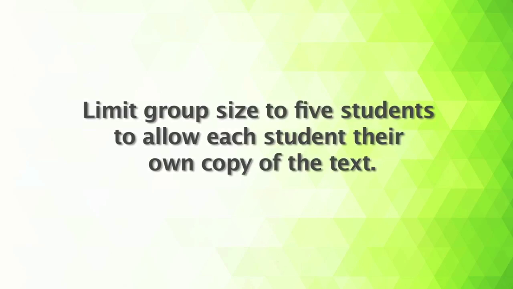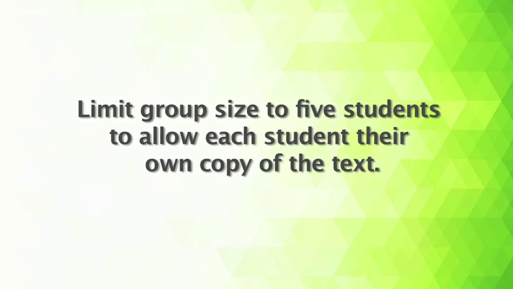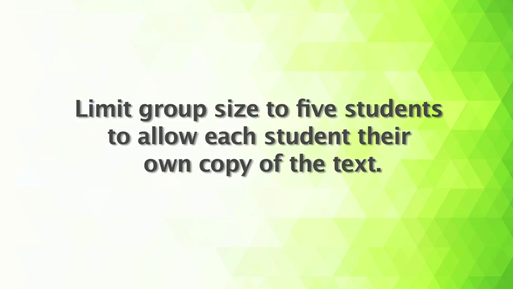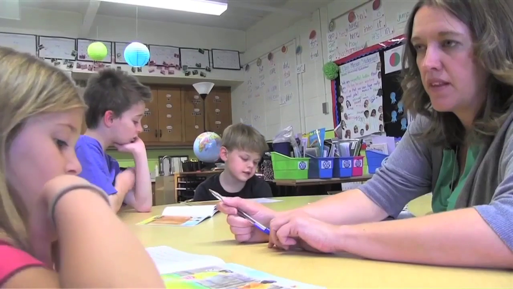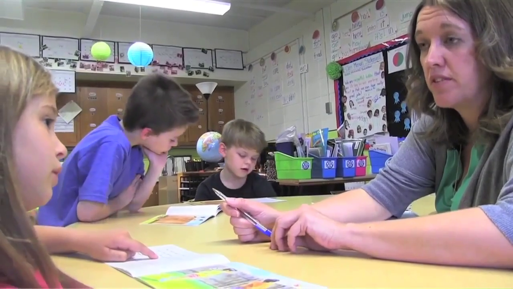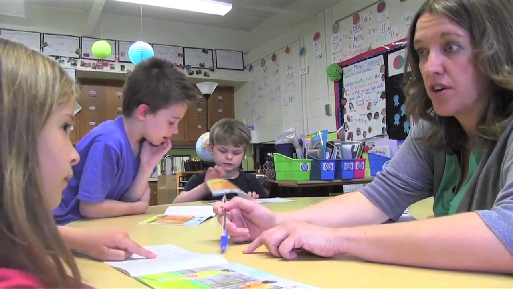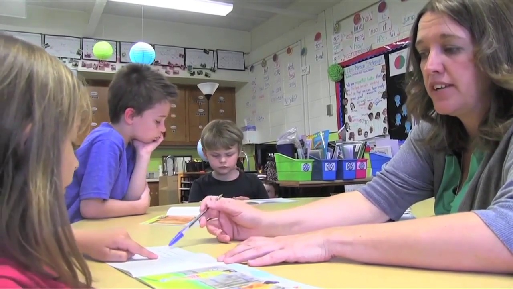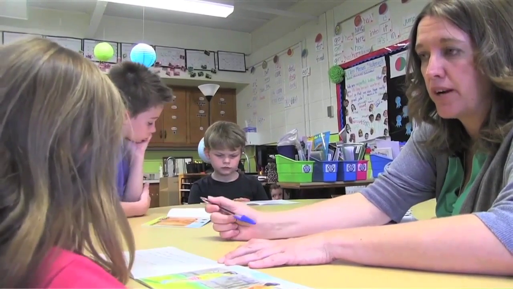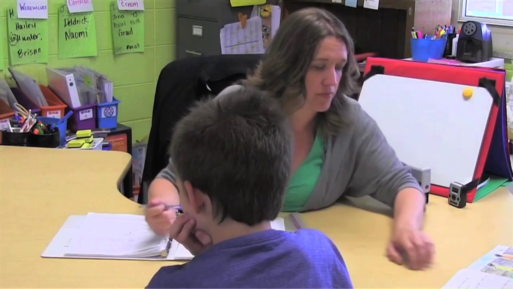As you form groups, limit group size to 5 students. This will allow each student to have his or her own copy of the text during instruction. It will also allow you to more closely observe students processing text and, as a result, provide individualized feedback and support. Once you have established initial groups, you will need to make a schedule for meeting with these groups.